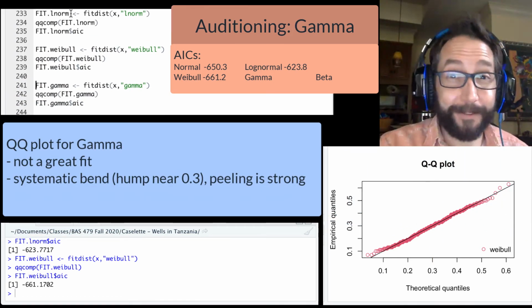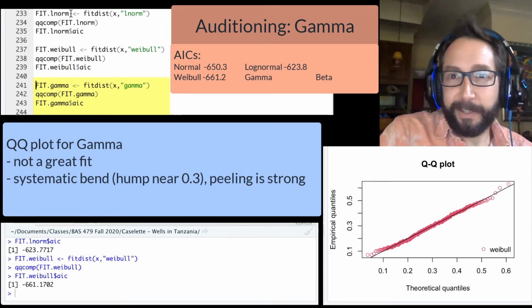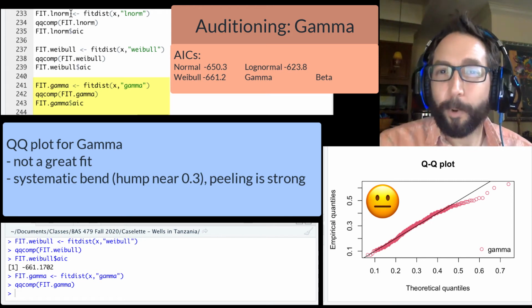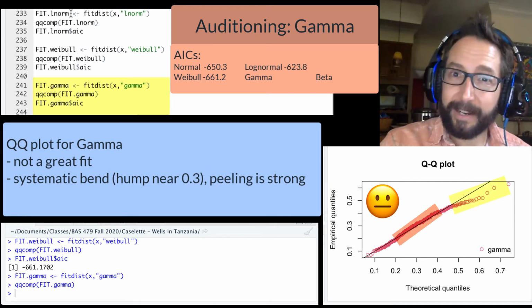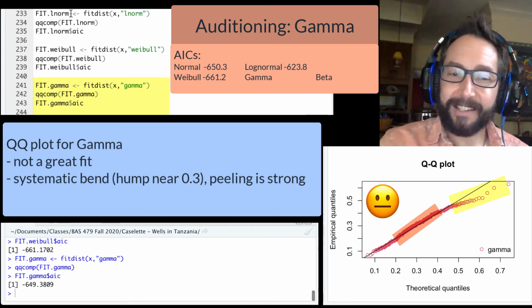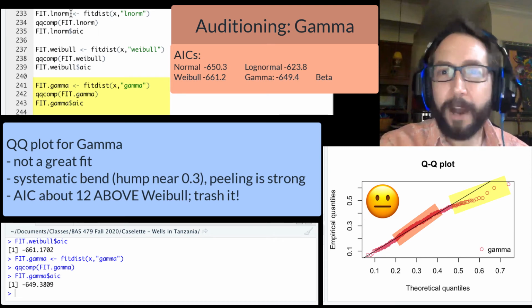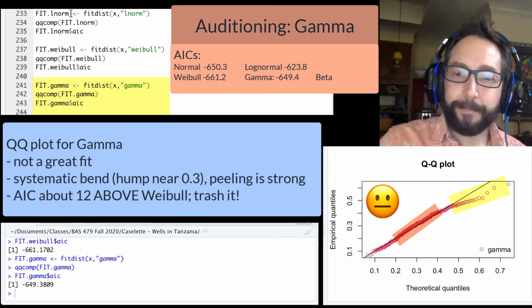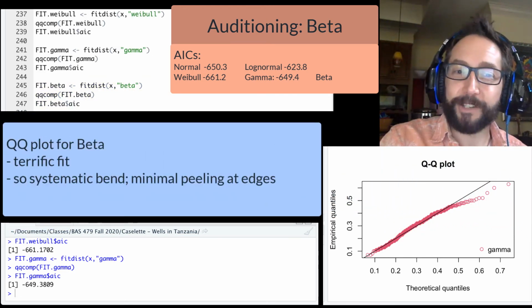We mentioned it for about 5 seconds in the notorious zoo. It doesn't really play a huge role in analytics, but you never know. Its qqcomp is disappointing. We got a bulge in the middle above the line, and we got that peeling away from the line at higher values, and the AIC is going to reflect that. Quite a lot larger than the minus 661, comparable actually to the fit of the normal, but definitely Weibull is our favorite.